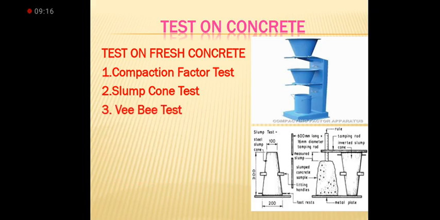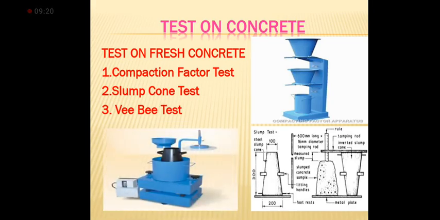Next is VB test. What is VB test? VB test means here we are having a cylinder with vibrator below that. Pour the concrete in the cylinder, switch on the stopwatch and the vibrator together, then check at what time the concrete will settle properly. That is called VB test. These 3 tests are performed to get its workability in the fresh concrete.